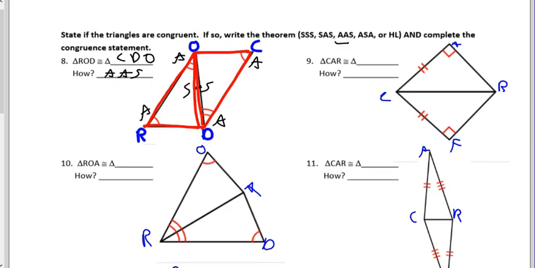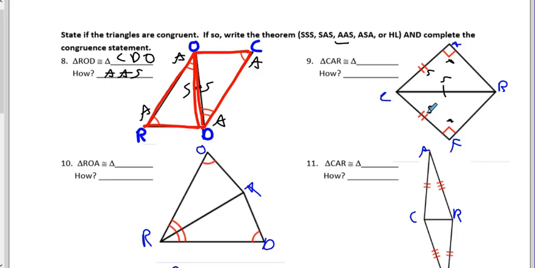Okay, number 9. So first off, the first thing I want to do is go, hey, I have a line that is equal to itself. I mark that. Then I go and label my angles and my sides. So I have an angle here and an angle there. And then I have a side, and I have a side, and a side. Oops. That spells ASS. There is no ASS rule. That's why I tell myself.